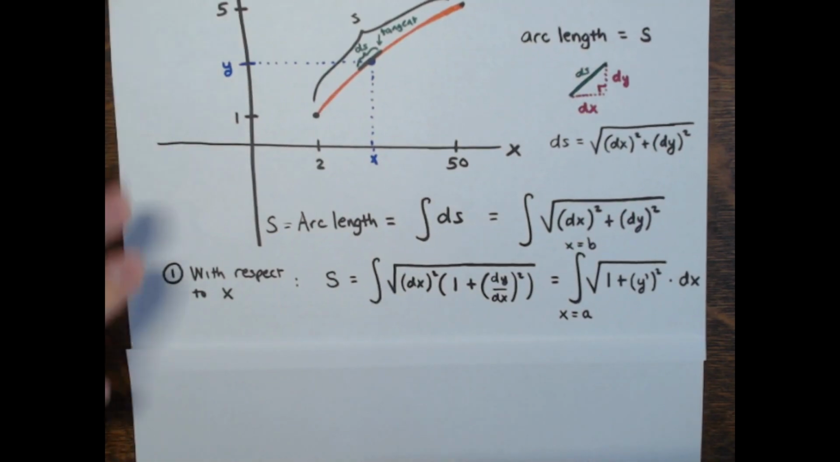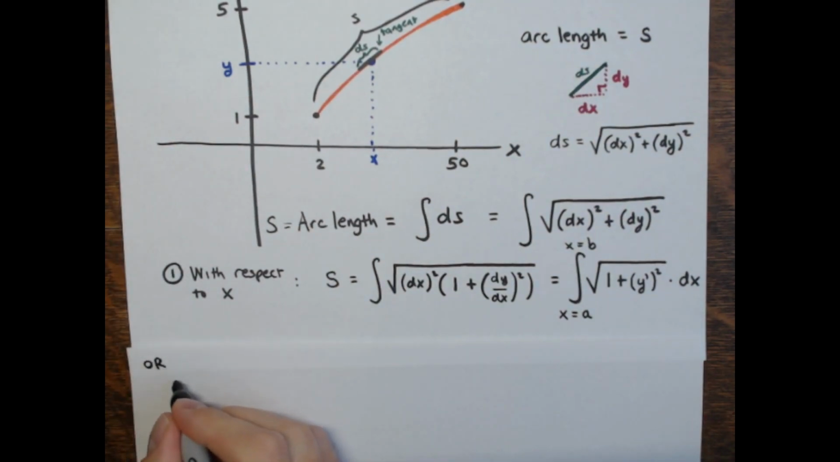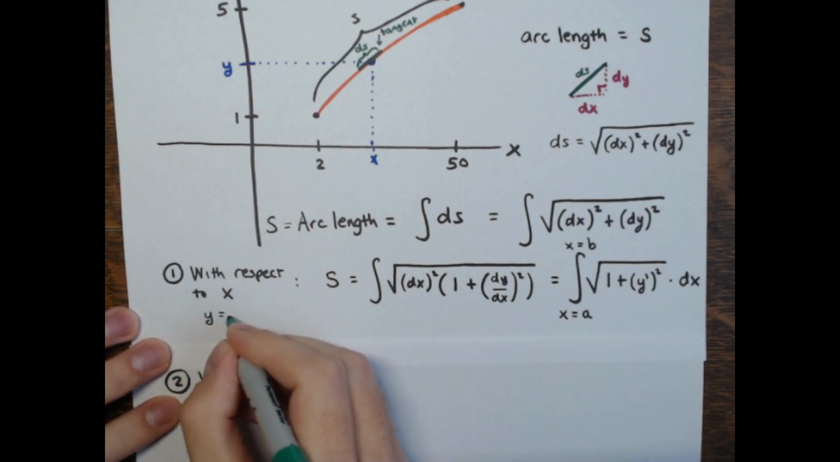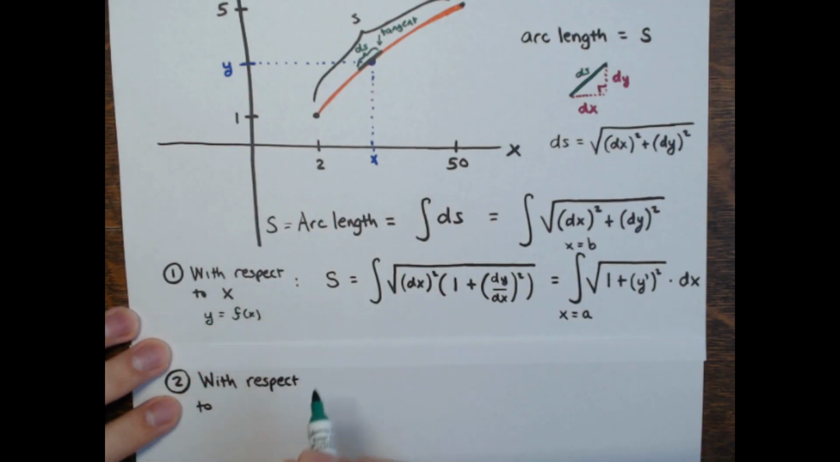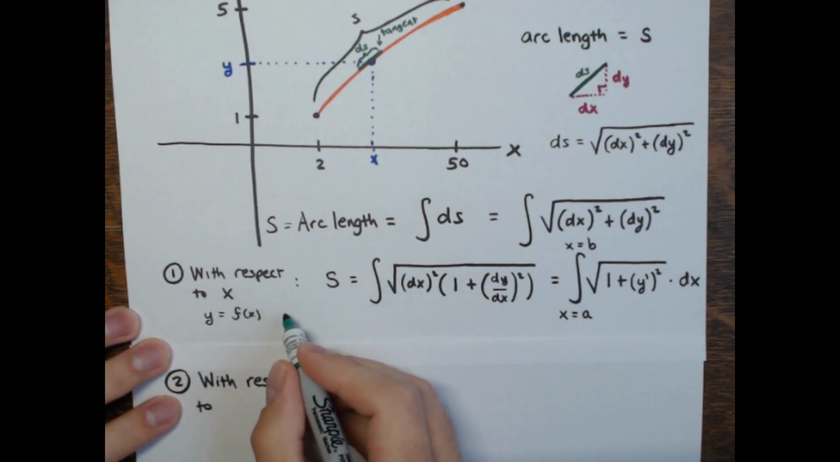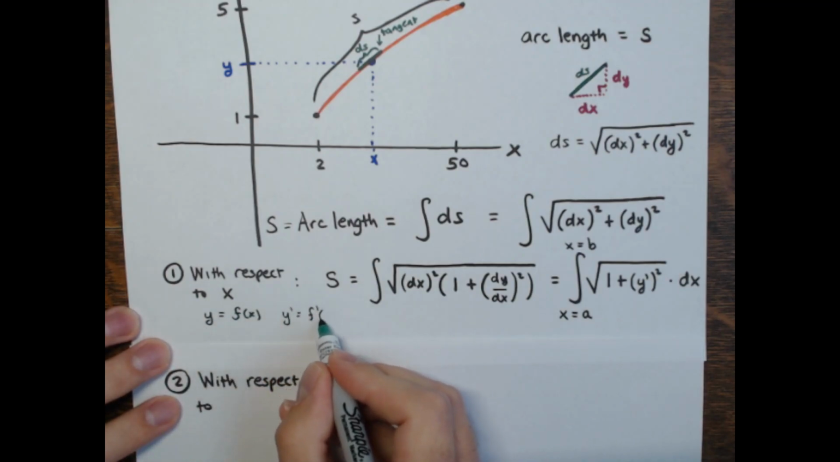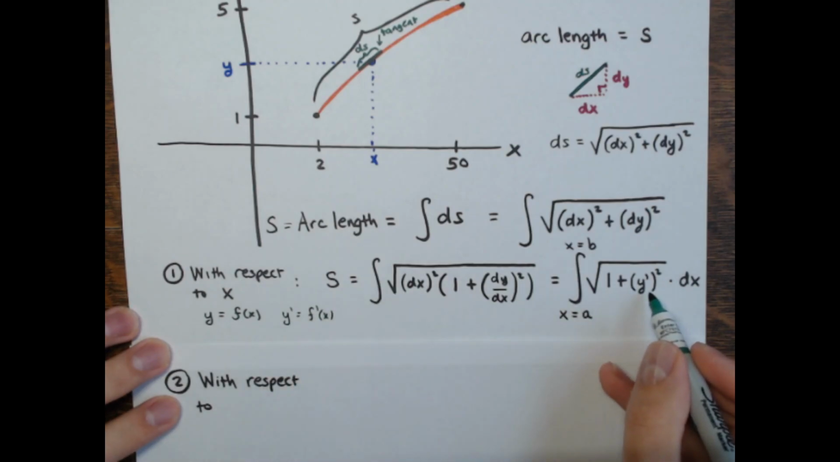Now I could take the same integral, or set it up another way, and do it with respect to y, meaning that y is the independent variable now. So x depends on y. X is a function of y. So maybe I should have put that up here: with respect to x means that y is some function of x, and y prime would be called f prime of x, that into my formula here.